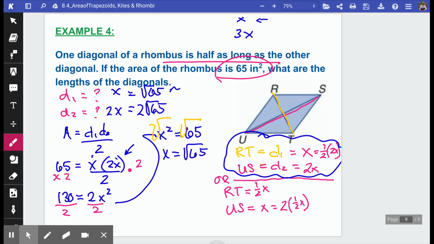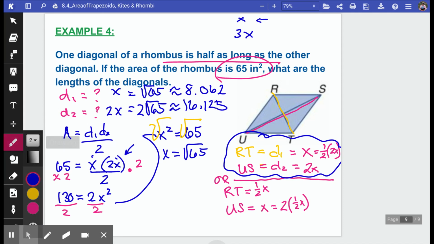And if I get decimal approximations, I end up with the square root of 65, which is 8.062. And if I do 2 times the square root of 65, I get 16.125 if I round appropriately. So this D1 is 1/2 of D2. And these are the lengths of my diagonals.